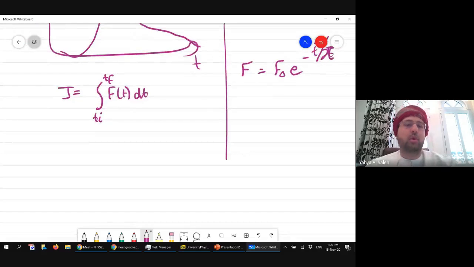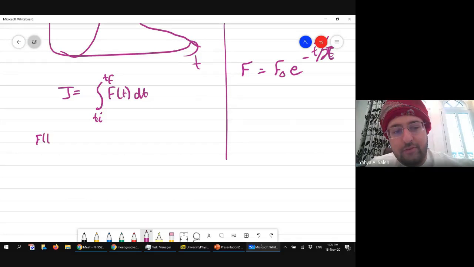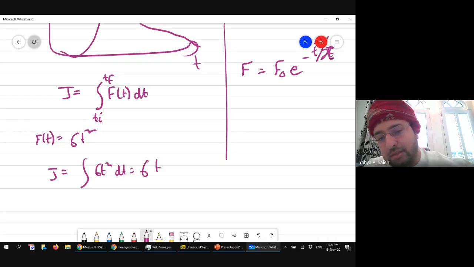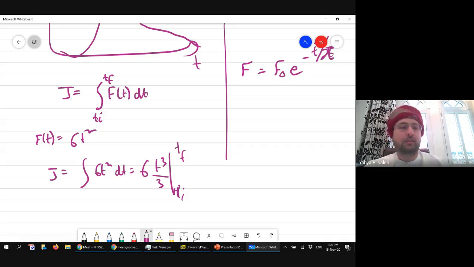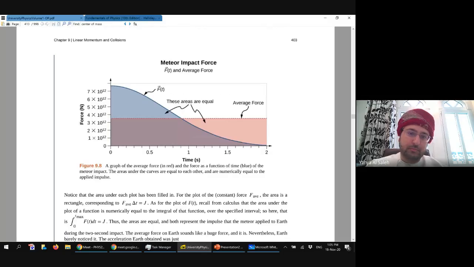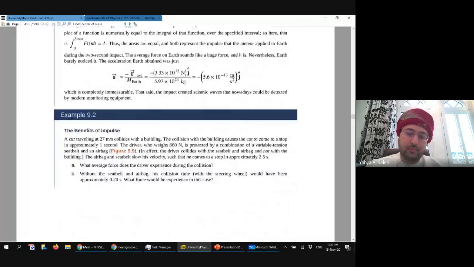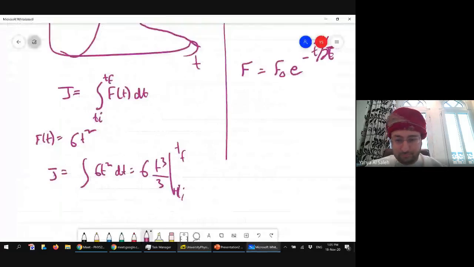For you, what we could do is something like F of t equals 6t squared. And then you will have J equals the integral of 6t squared dt, which is equal to 6 t cubed over 3 from t initial to t final.